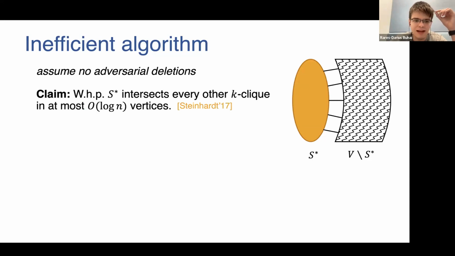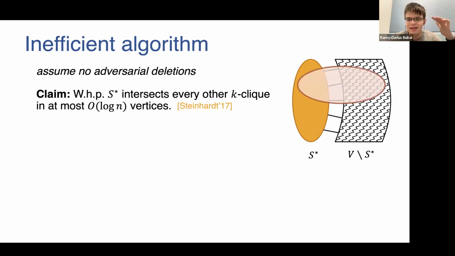What helps us is the following claim, proved by Steinhardt, which is that with high probability, S star intersects every other k-clique in the graph in at most log n vertices. So if you have just any other k-clique, let's say this red blob here, the intersection with S star is small. And the intuition for this is that if you have such a k-clique that intersects S star in a lot of vertices, it means that there are a lot of very structured edges going between S star and V minus S star. But we assume that the cut between S star and V minus S star is random. So by a probabilistic argument, you can show that with high probability, the maximum intersection you're going to see is log n.